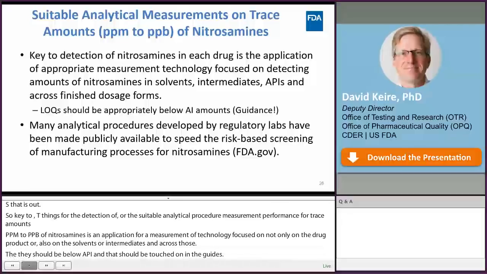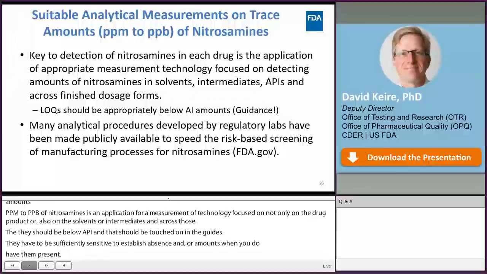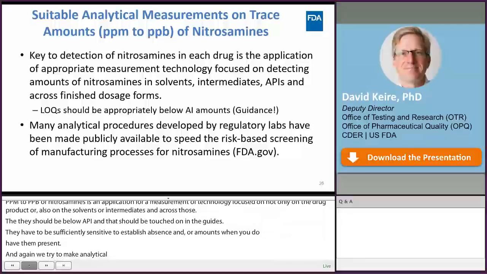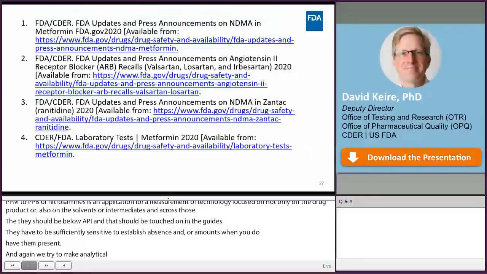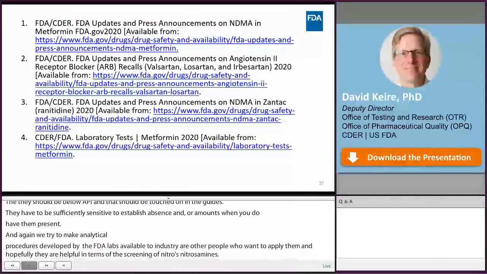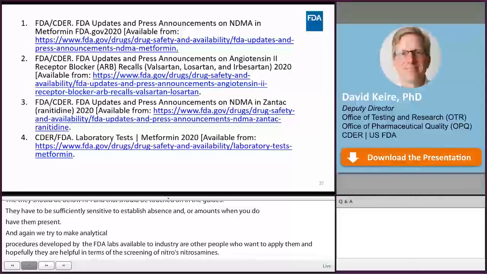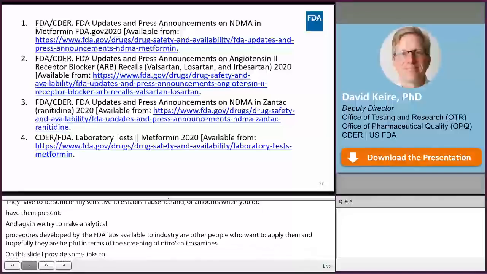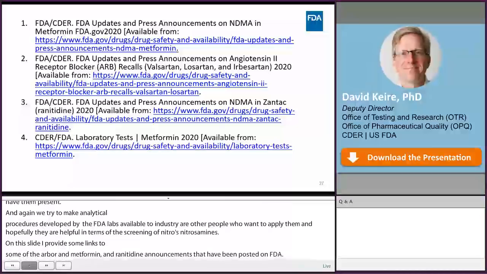And again, we've tried to make analytical procedures developed by the FDA labs available to industry or other people that want to apply them, and hopefully they're helpful in terms of speeding the screening of processes and products for nitrosamines. On this slide, I provide some links to some of the ARB, metformin and ranitidine announcements that have been posted on FDA.gov. There's a wealth of information there. The methods are also available through these links, in case you have an interest in looking at them.